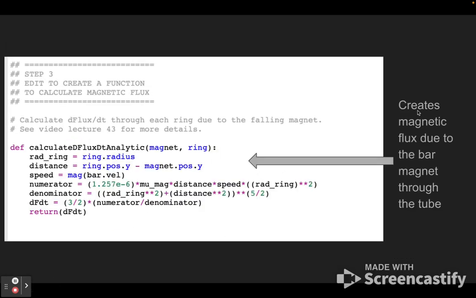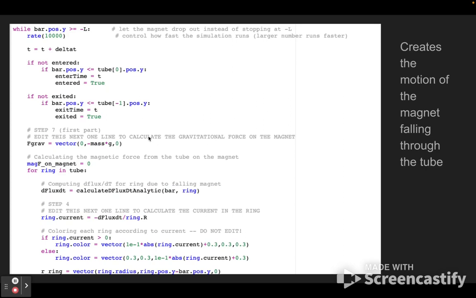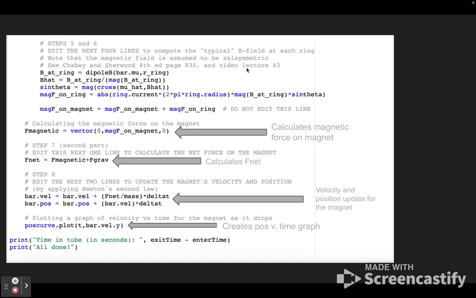And then this creates the magnetic flux due to the bar magnet through the tube, these equations. And then this creates the motion of the magnet falling through the tube, so that's what you actually see in the video when you hit run. And this calculates the magnetic force on the magnet. This calculates the F net, which is when you add gravity and the magnetic force, since we're assuming those are the only 2 forces acting.